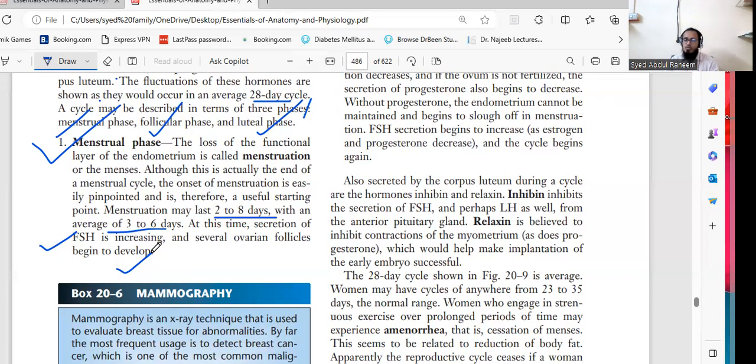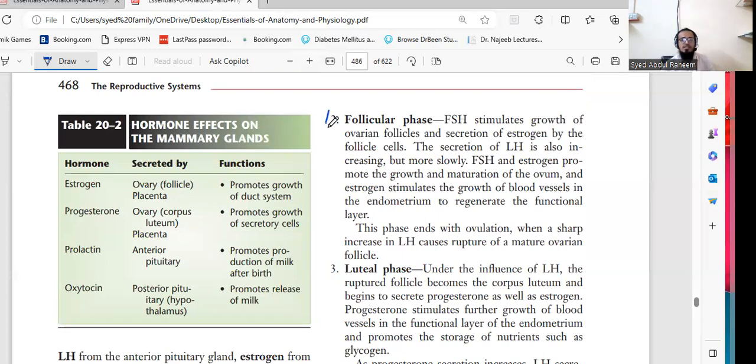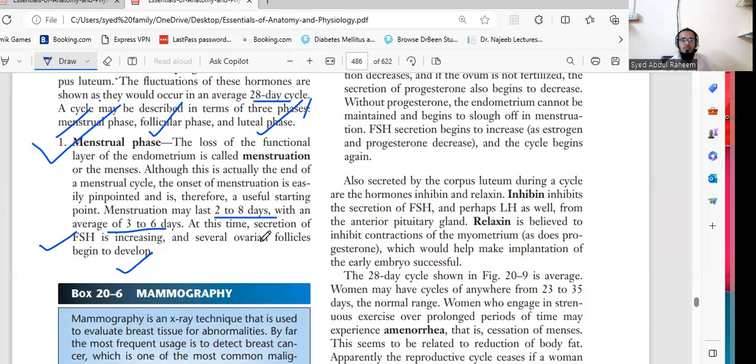Okay. So what will happen in this period? FSH is gradually increasing, and ovarian follicles also begin to develop, because for the new cycle we need FSH and ovarian follicles. Next is the follicular phase, which is the beginning. After that, the menstrual cycle has ended, 2 to 6 or 8 days. In this period, FSH also improved, ovarian follicles also improved, and the functional layer will go out from the uterus.